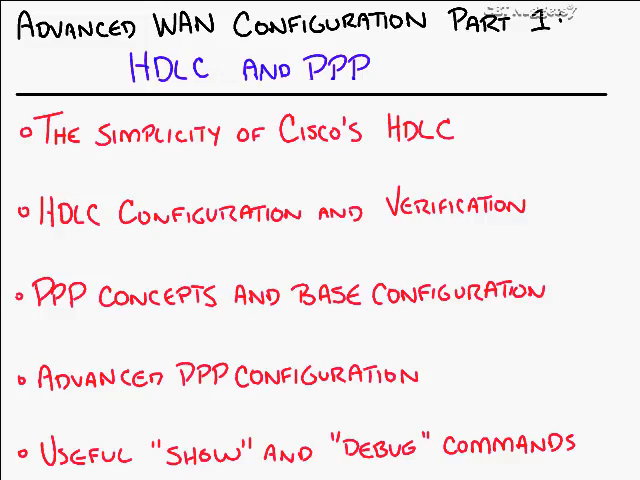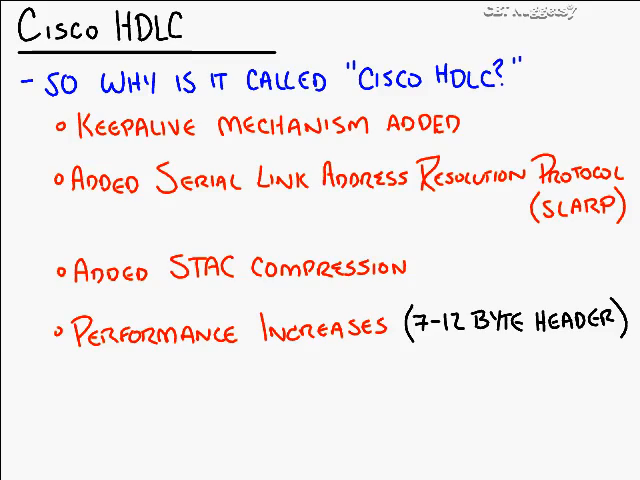But by far, the lion's share of this nugget is going to be spent on PPP because there's so much you can do with this industry standard protocol. That's one of the huge advantages that it offers. And I'd like to take you beyond the norm of PPP and show you some of the advanced configuration that you can do. And as always, we'll wrap it up by taking a look at the useful show and debug commands that can give you the most concise and easy to follow output that you'll need when working with these two protocols. But let's start everything off with Cisco HDLC.